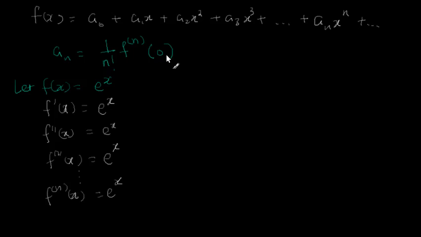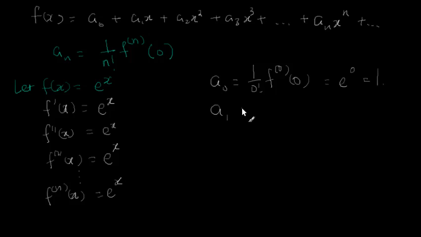Now, I need to find a_n. So let me start by finding a_0. a_0 is equal to 1 over 0 factorial times f^(0)(0), if I just substitute n into here. Now it looks a bit odd with 0 factorial and f^(0). What it just means is 0 factorial is 1, and f^(0) just means that I differentiate 0 times, which just means that we are talking about the original function. So if I substitute 0 into here, I get e to the power of 0, which is just 1. So that's a_0.